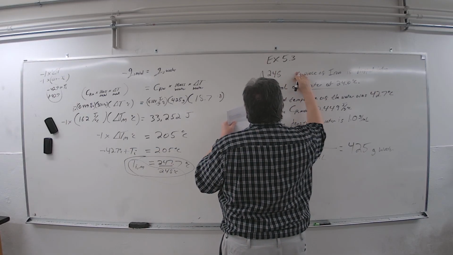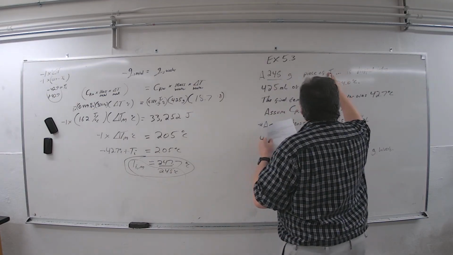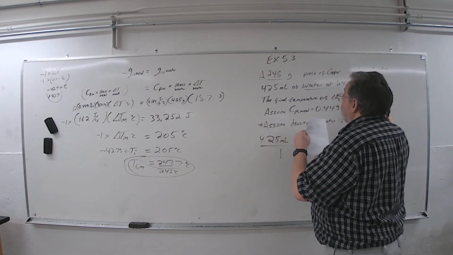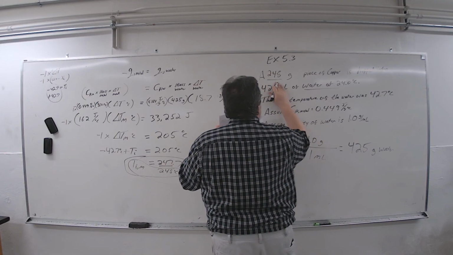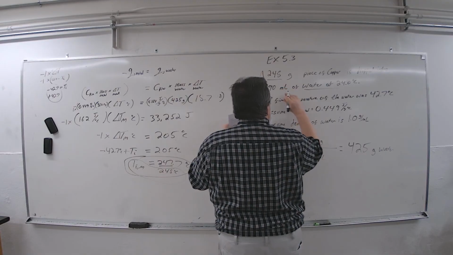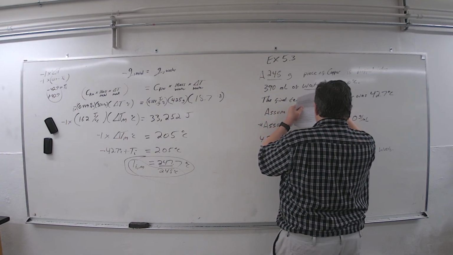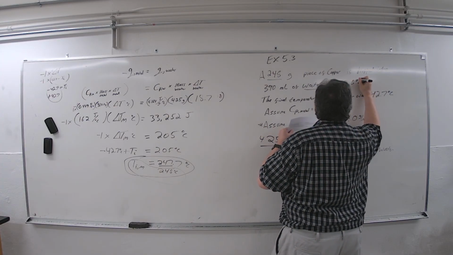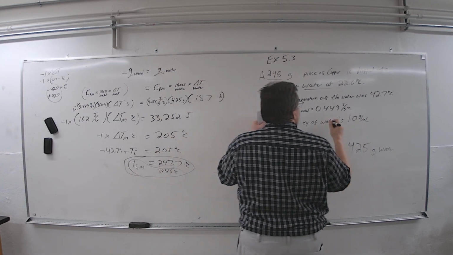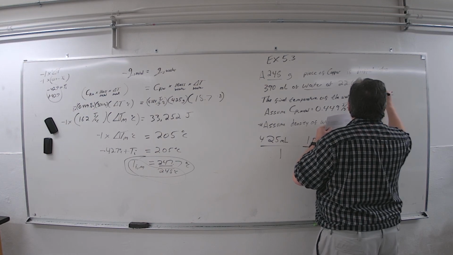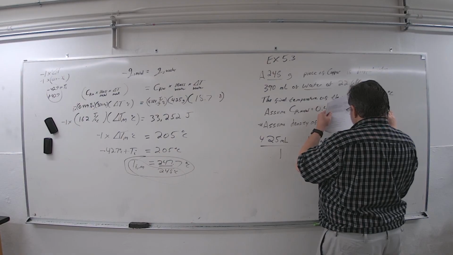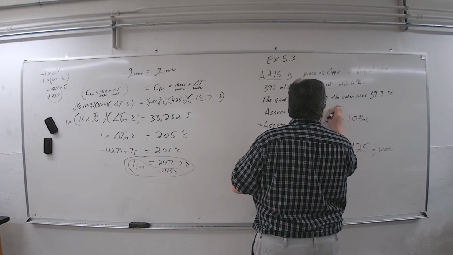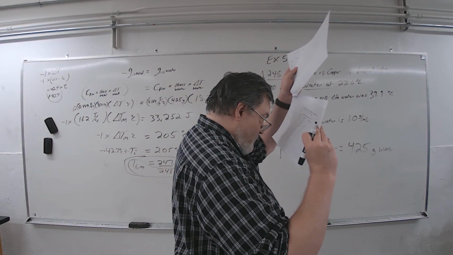A 248 gram piece of copper is chopped into 390 milliliters of water at 26 degrees C. The final temperature of the water was 39.9 degrees C. Calculate the initial temperature of the water. Copper on this chart is 3.